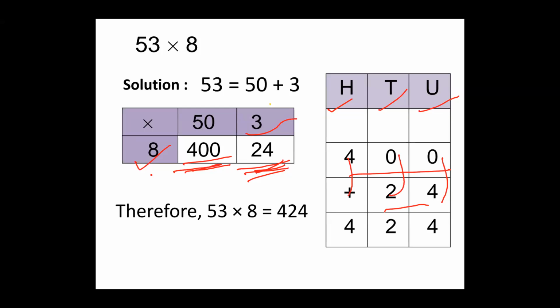So when we multiply 53 multiplied by 8, we will get the answer as 424. 53 multiplied by 8, how much is the answer? 424. Correct. It is 424. So everyone understood how we have solved this sum? Yes, just again I am repeating how we have solved this sum, the method.